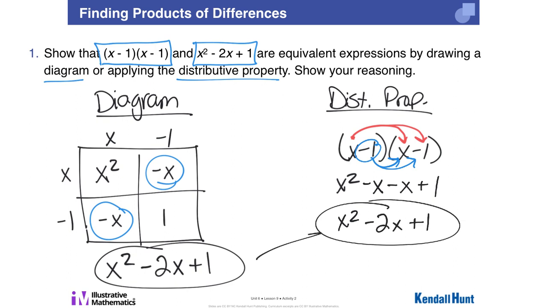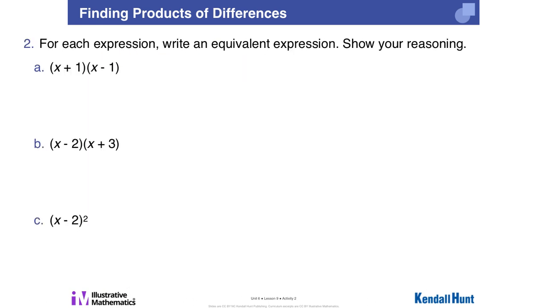So we see that they are exactly the same. So you can use either method you like. You can use the diagram, which I think of as kind of being like Punnett squares back from life science, or you can use the distributive property. Either one is going to get you the same answer.